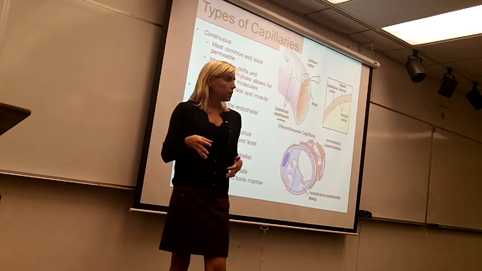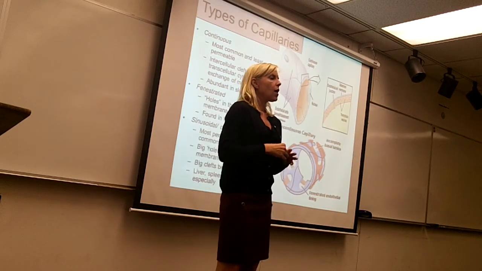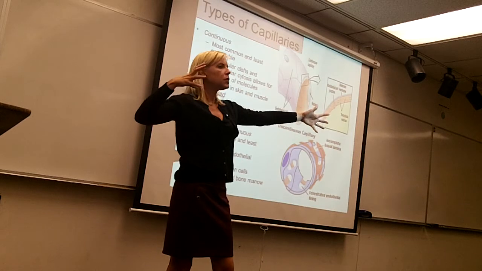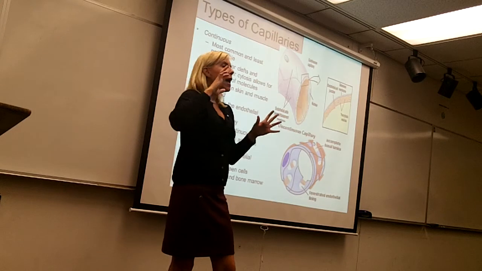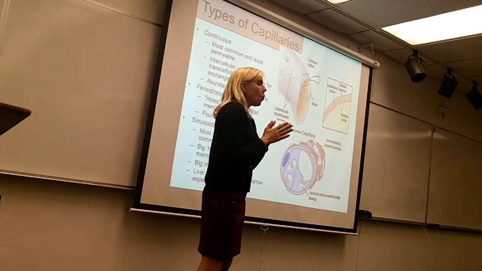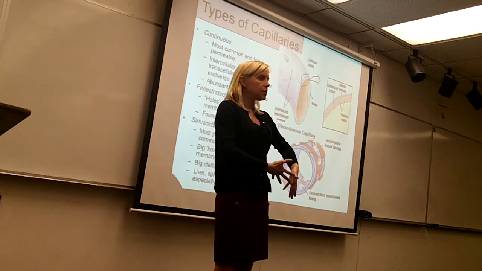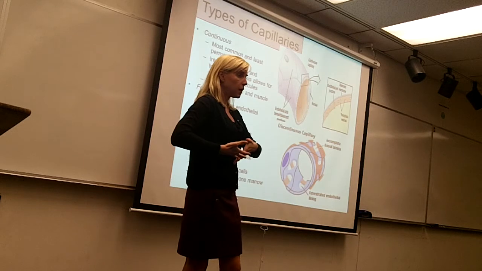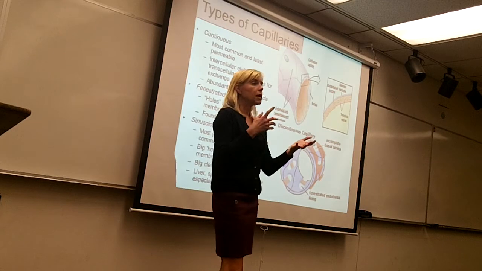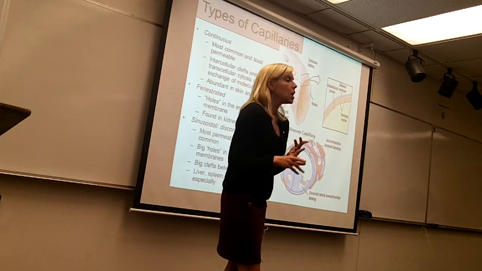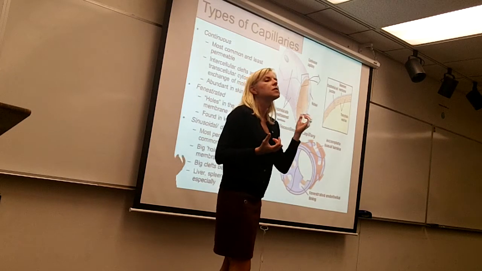The most permeable but least numerous in the body are the sinusoids. There are large gaps in between the endothelial cells, large holes through their cell membrane, and we see this in the liver. Why is this important? Any blood coming from the abdominal cavity must go through the liver for detoxification. This is blood that is carrying nutrients that you just absorbed, but it could be carrying some sort of intestinal parasite. It could be carrying some sort of toxin that you absorbed, some pesticide, something.